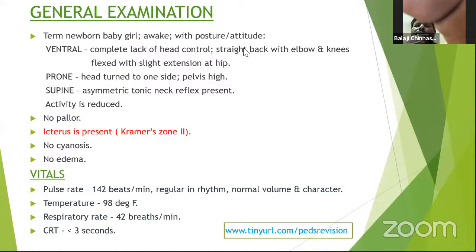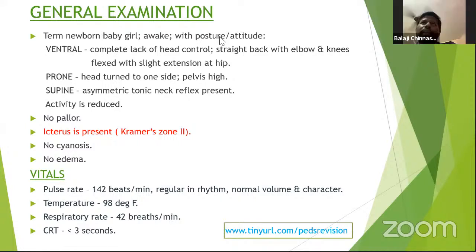So what is bradycardia in the newborn? In your NRP, you start giving positive pressure ventilation, no? What is the heart rate when you start giving positive pressure ventilation? If it's below 100. For us 100 is normal, no? But for a newborn, anything below 100 is bradycardia.